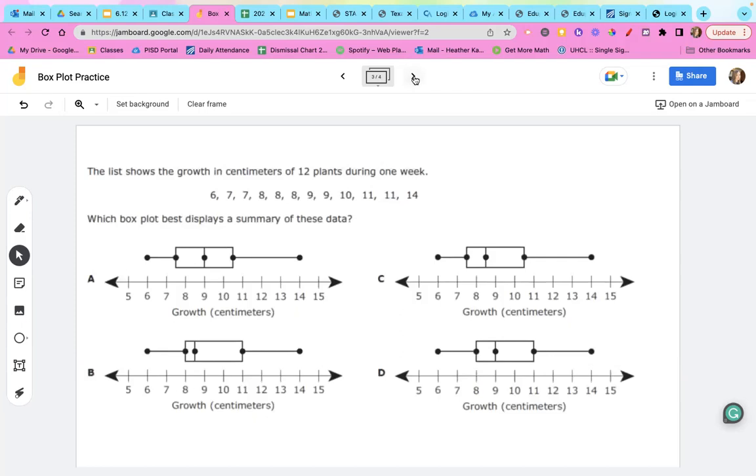This one is very similar to the problem you had on Mockstar. They have given you some numbers, and they want to know which one is the right box plot. If you understood yesterday's assignment, you're going to have to figure out from these numbers what's the minimum, what's the maximum, what's the median, what's Q1, what's Q3, and see which box plot matches that.